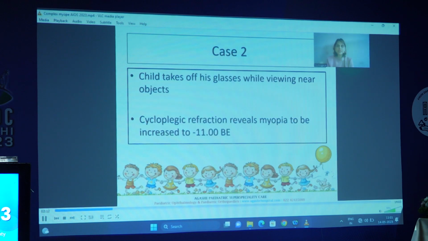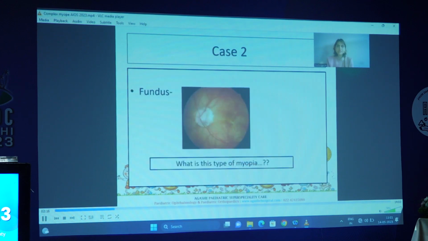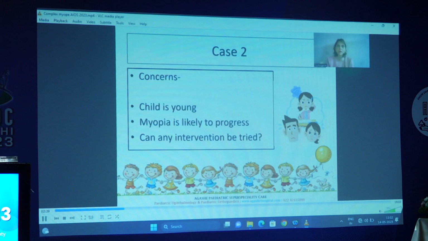A cycloplegic refraction revealed that the myopia has increased to -11. This is a fundus picture of the child showing the myopic fundus with some myopic maculopathy. So what is this type of myopia? So this is the type of myopia called pathological myopia. So we know that when the myopia is more than -6 to -8 associated with fundus changes, we call it pathological myopia.